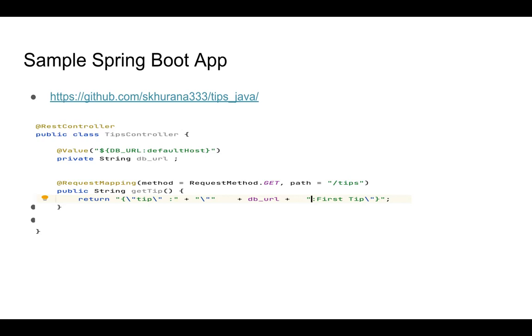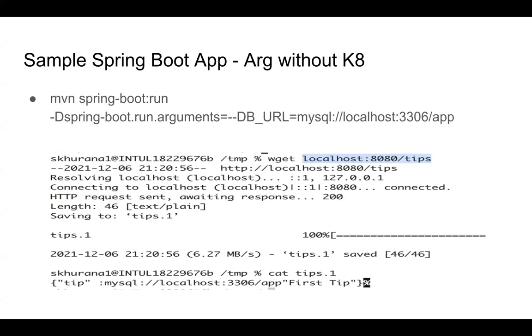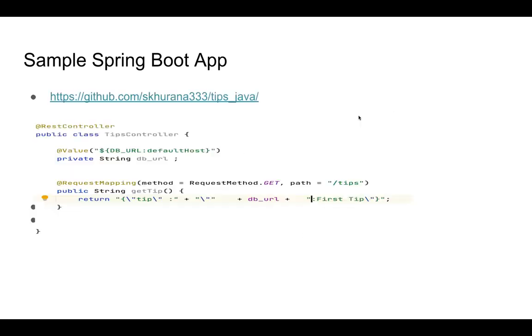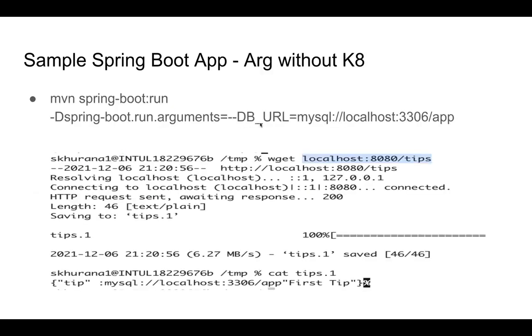So this is a sample example which we'll be using without Kubernetes. If you run this application with spring-boot:run, and -D spring-boot.run.arguments, and pass this argument DB URL. And what is this DB URL? This is the DB-URL which you have given name here. The same name should appear here, DB_URL, and you can pass this.